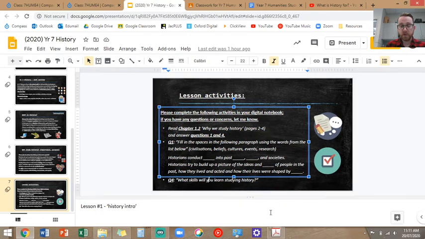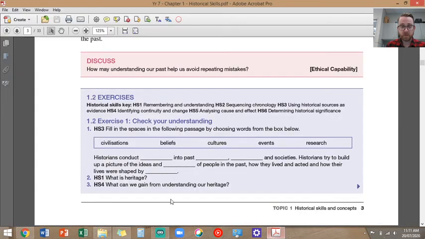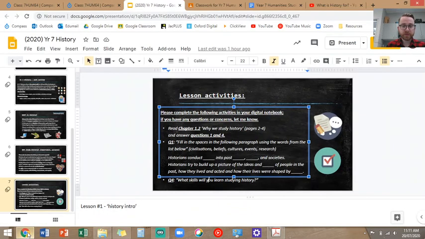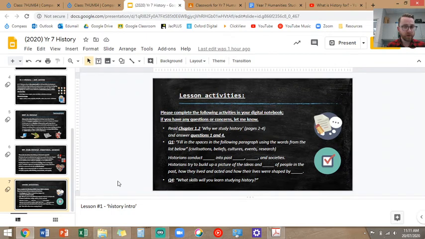Question 4. What skills will you learn studying history? It's on the next page, unfortunately. What kind of skills will you learn by studying history? Pretty straightforward one there. Again, you learn some knowledge about key topics, but then you learn some skills, some actions, some things that you can do, not just in history, but in other subjects. So write that down there.